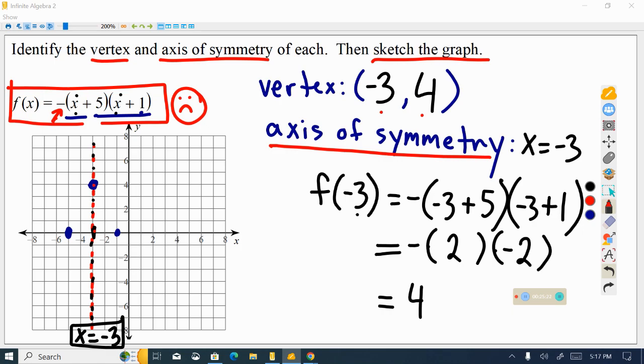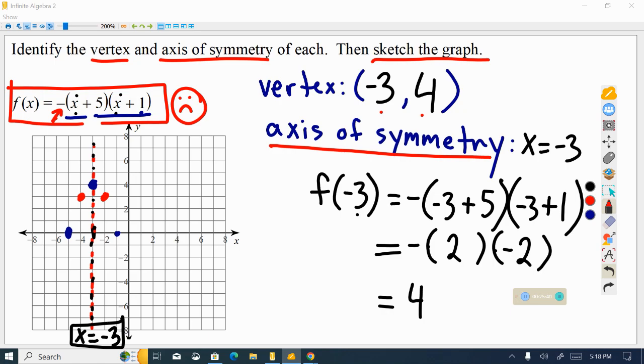So if I go over 1, I go down 1. I go down 1 squared. If I go over 2, I go down 2 squared, and that's 1, 2, 3, 4. And we see that that point's already there. And so that's nice. We don't have to do those 2 points.